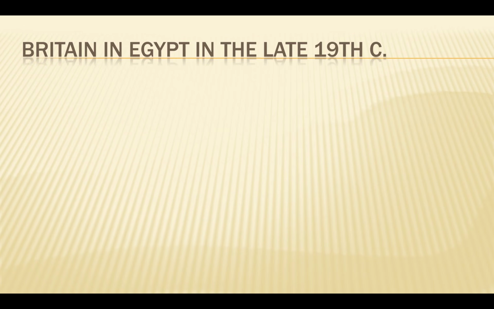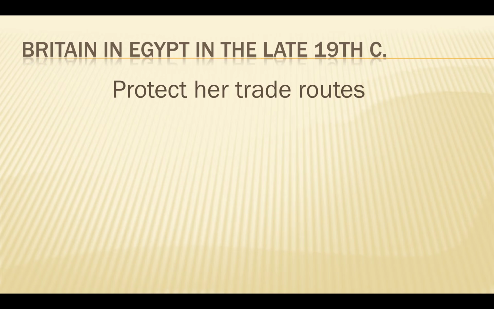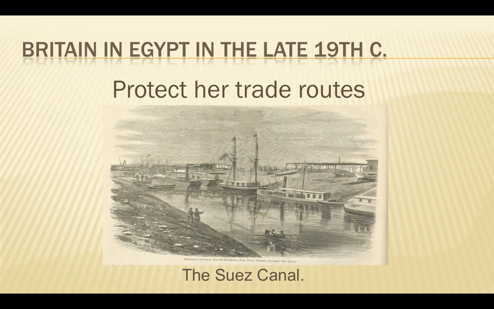Another example of the strategic motive is Great Britain and Egypt in the late 19th century. Motivated mainly by the desire to protect her trade route to her most important colony of India, Great Britain entered into Egypt and built and controlled the Suez Canal.